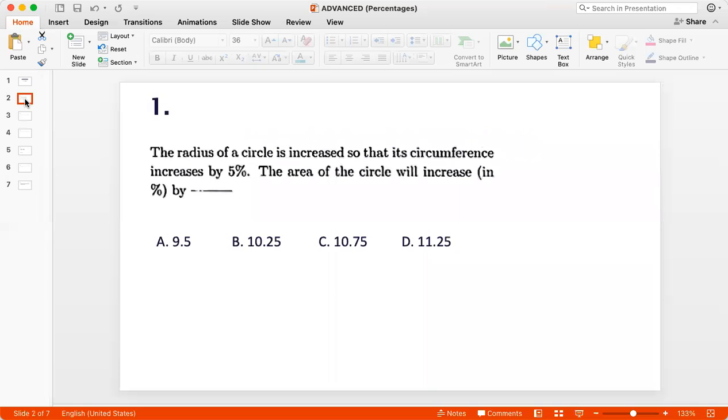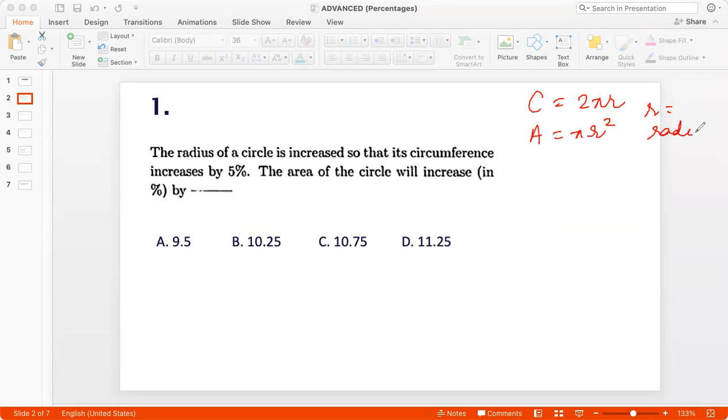Question 1. The radius of a circle is increased so that its circumference increases by 5%. The area of the circle will increase in percentage by what? So we know that the circumference of a circle is 2 pi r and the area is pi r squared, where r is the radius of the circle.